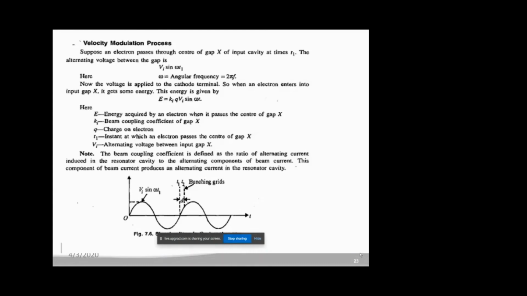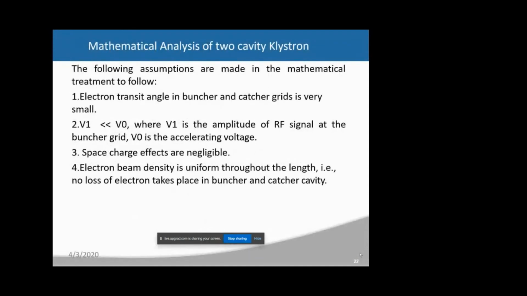Now, considering there are no losses, because we have already considered this in the assumptions, assumption number 4, there are no losses in the space between the input and output cavities. Then the kinetic energy of the electron is related as K = Q(Va + Ki Vi sin(ωT1)). Here Va is the voltage between the cathode and input gap X, Vi is the alternating voltage between input gap X, and K is the kinetic energy of the electron.